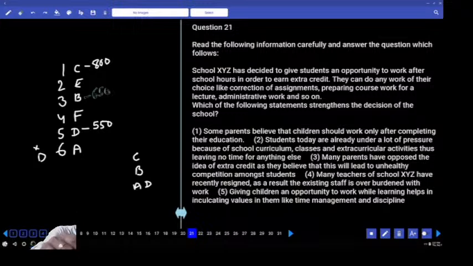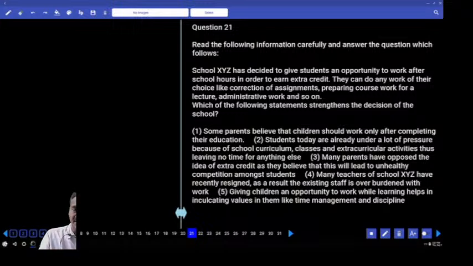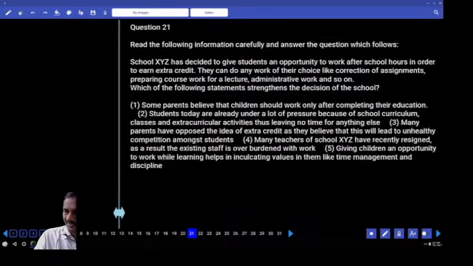Then 21 onwards. Now here in this 21, it is based on critical reasoning. School XYZ has decided to give students an opportunity to work after school hours in order to earn extra credit. They can do any work of their choice like correction of assignments, preparing coursework for a lecture, administrative work and so on. By doing so, they will get some extra credit. Then which of the following strengthens the decision of the school?